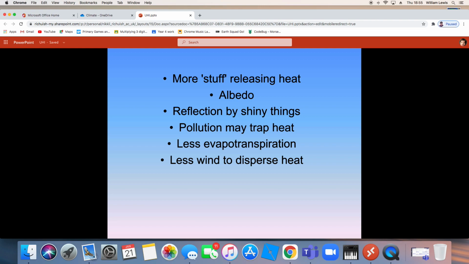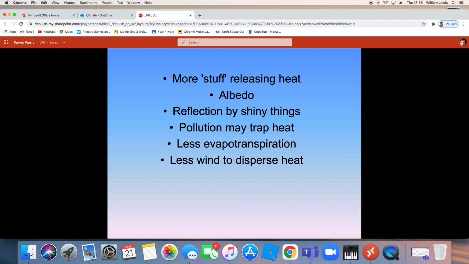Okay, so you get the idea. That is a very extreme example, and it wasn't the end of the world, but it makes the point that some of these shiny buildings will not reflect the sunlight back out to space, but actually may reflect it downwards. So different colour surfaces and different textures of surfaces may encourage more heat.